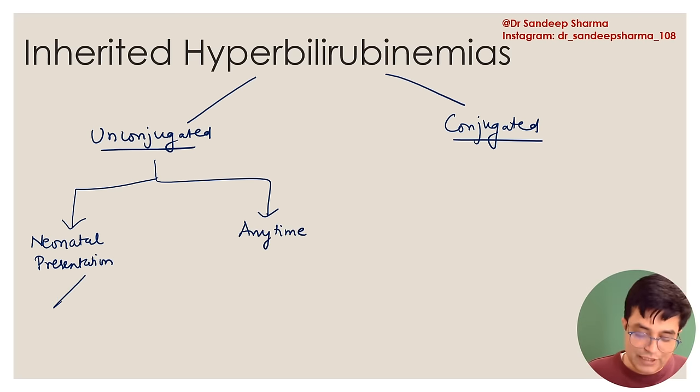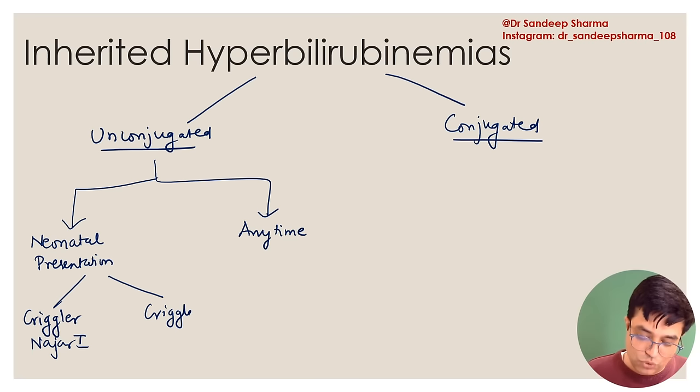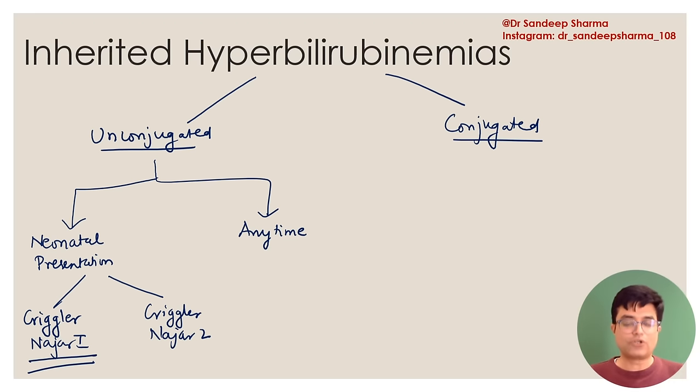Neonatal presentation is of two types. Crigler-Najjar syndrome type 1 and Crigler-Najjar syndrome type 2. Crigler-Najjar syndrome type 1 is not compatible with life. Most of them develop severe kernicterus and they die. In Crigler-Najjar syndrome type 2, there is some conjugating ability present, and these are the patients who respond to phenobarbital.